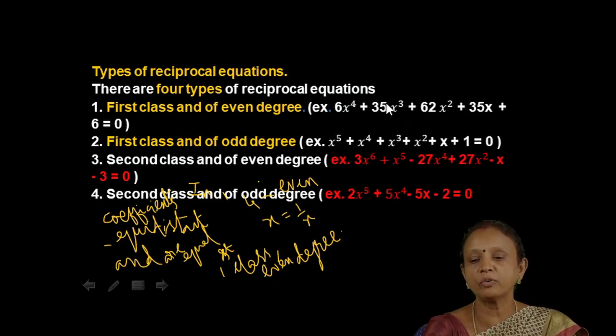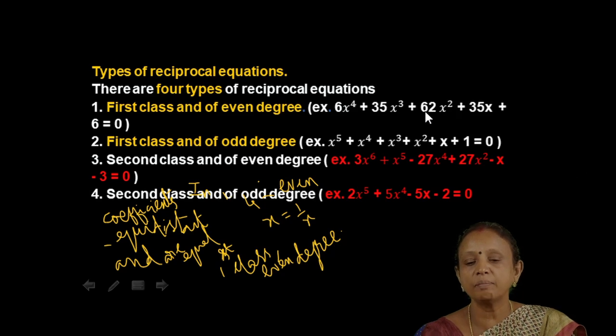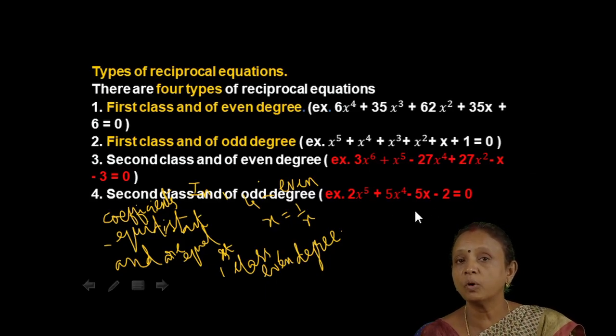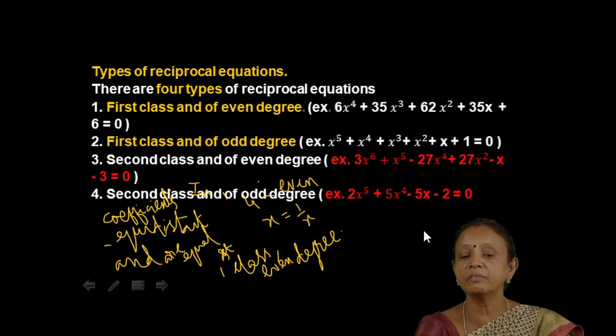Therefore it is an example of first class and of even degree. That is 6x power 4 plus 35x cube plus 62x square plus 35x plus 6. Here 6 is in the first place and the last place, so they are equidistant. And 35 in x cube and 35x are also equidistant, with a plus sign. Therefore it is first class, but it is of even degree because the highest power of x is 4, an even number. So it is an example of first class and of even degree.